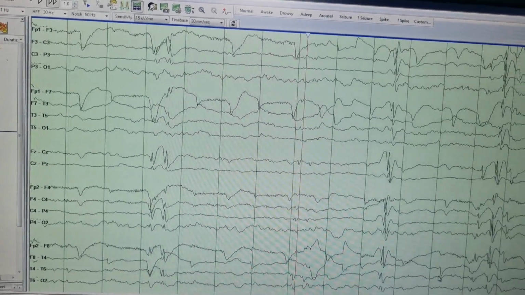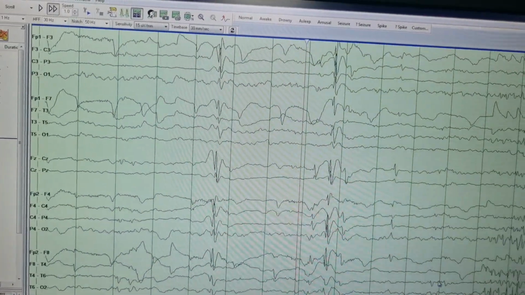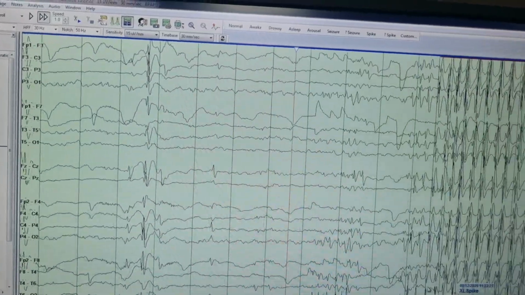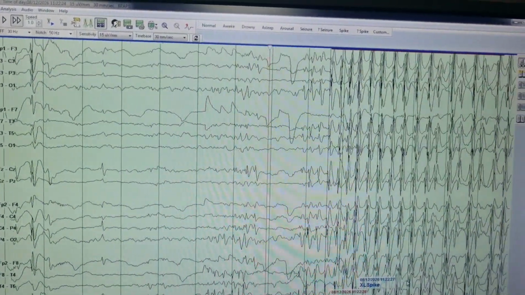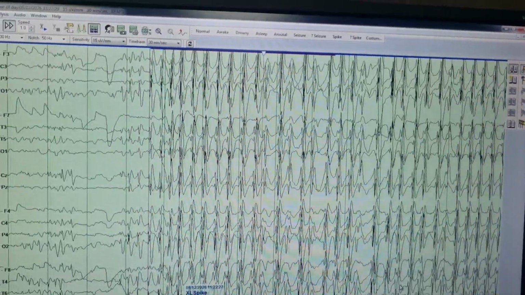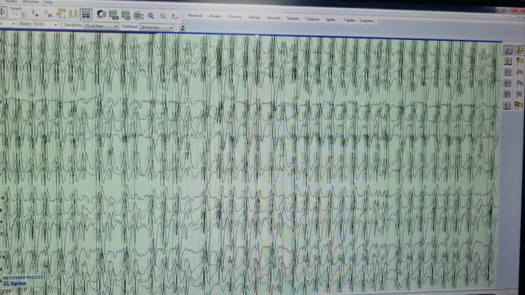For electrographic seizure, the criteria is that the abnormal epileptiform discharges should occur for at least 10 seconds. So you can see here, appreciate the two green lines running vertically, that show 1 second. So if abnormal electric activity continues for at least 10 seconds, we call it electrographic seizure.